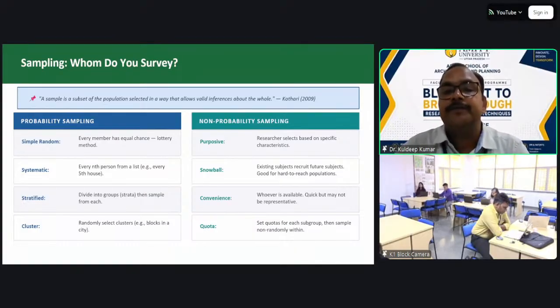Last is quota sampling. In this sampling, numerical targets are set for subgroups, and then the sampling is done non-randomly within each group. Like you select 50 male and 50 female respondents from a particular sample. Right? But in all this sampling, it is very important to note that whether stratified or purposive sampling is most appropriate depends on whether the researcher is doing qualitative or quantitative research, right?